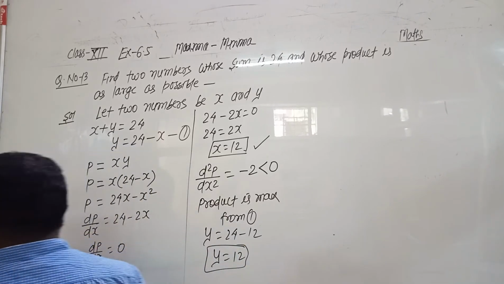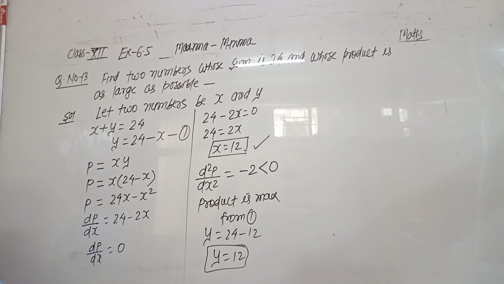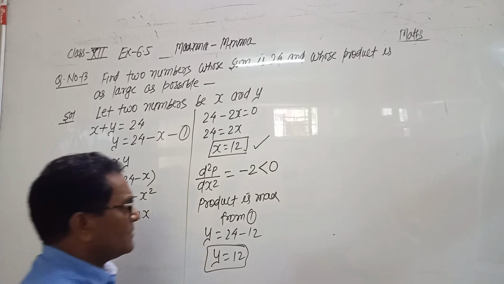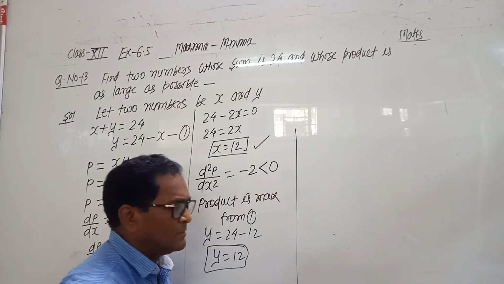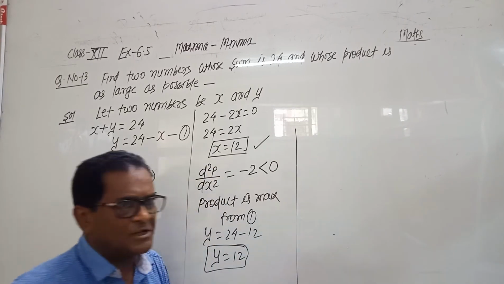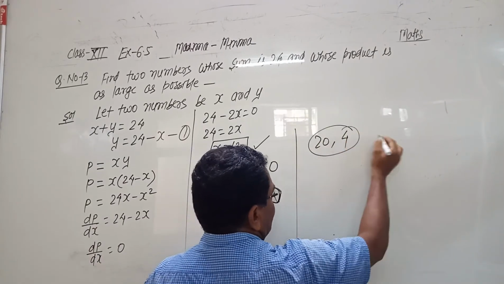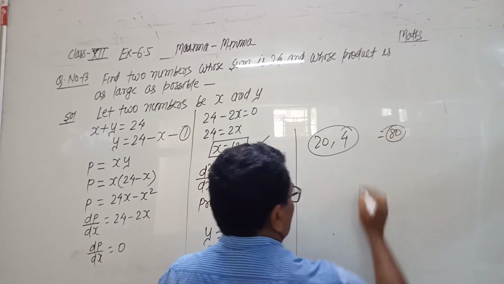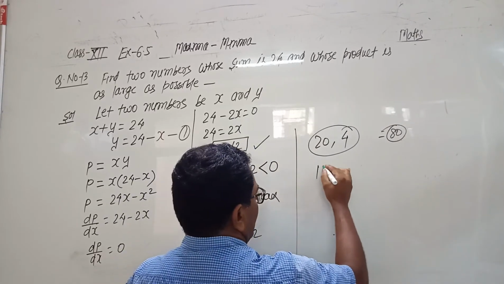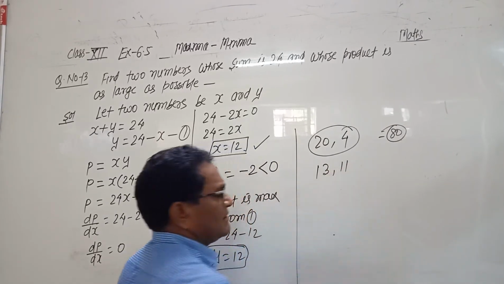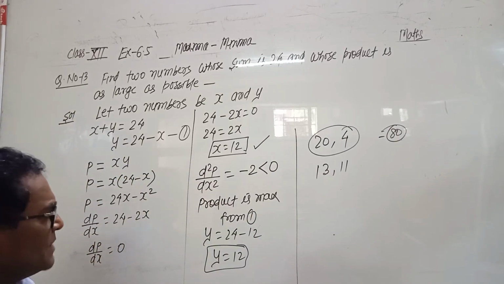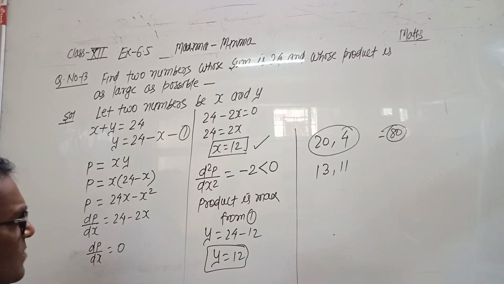So x equals 12 and y equals 12, and these are the two numbers whose sum is 24 and whose product is maximum. There may be many numbers, but their product will not be maximum. Let us suppose two numbers whose sum is 24. You can say 20 and 4, but their product is 80, not maximum. Suppose 13 and 11.